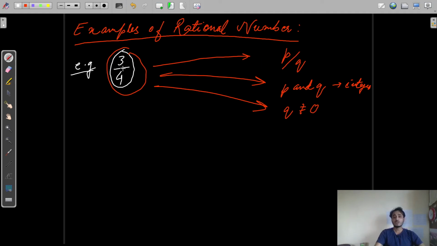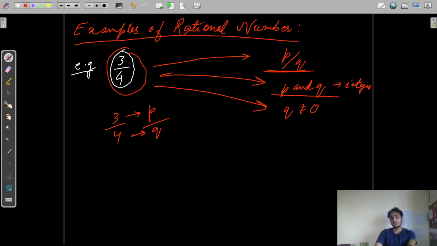So let's check. The first condition is the number should be in the form of p by q. Here we have 3 by 4. Obviously it is in the form of p upon q, where in the place of p we have 3 and in the place of q we have 4. So this number satisfies the first condition of a rational number.